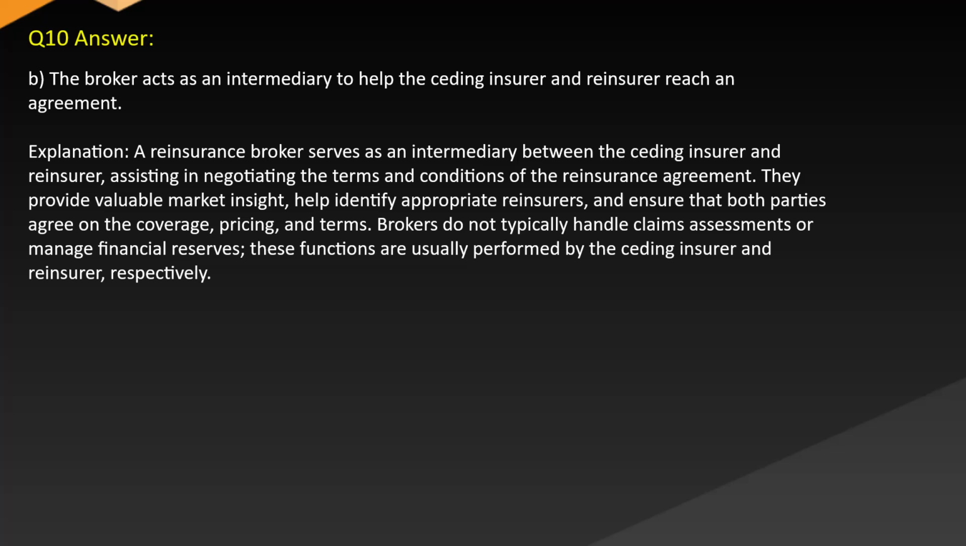Explanation. A reinsurance broker serves as an intermediary between the ceding insurer and reinsurer, assisting in negotiating the terms and conditions of the reinsurance agreement. They provide valuable market insight, help identify appropriate reinsurers, and ensure that both parties agree on the coverage, pricing, and terms. They do not typically handle claims assessments or manage financial reserves. These functions are usually performed by the ceding insurer and reinsurer, respectively.